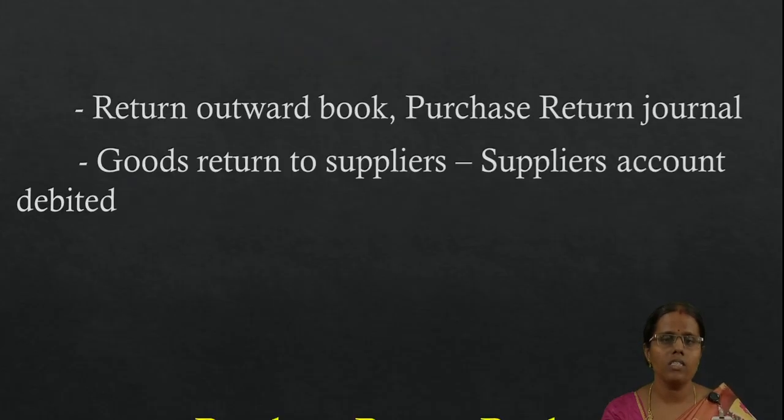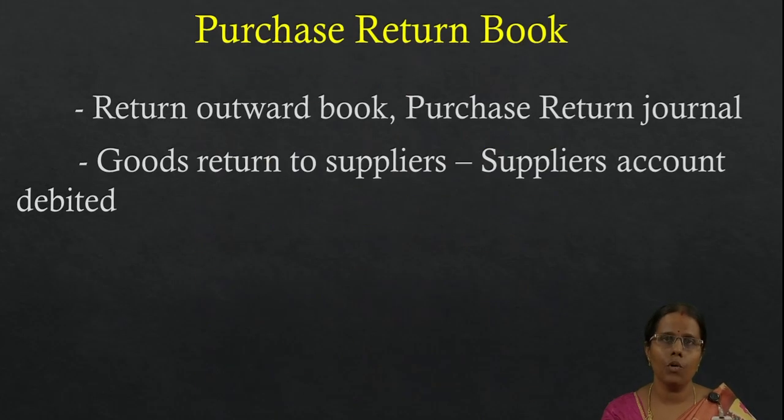And then next one is purchase return book. Purchase return book is also called return outward book and purchase return journal. Goods once returned to suppliers are entered in the purchase return book. It is transferred to the supplier account, which is debited.